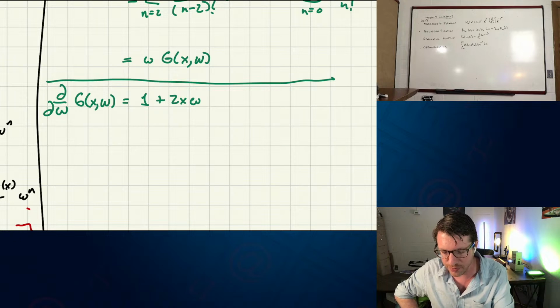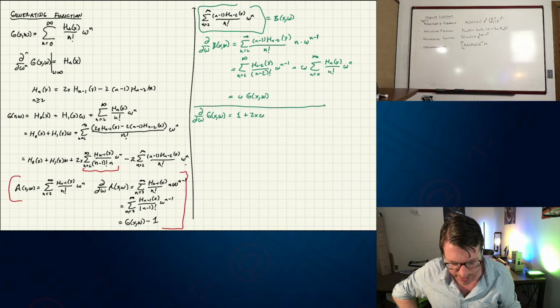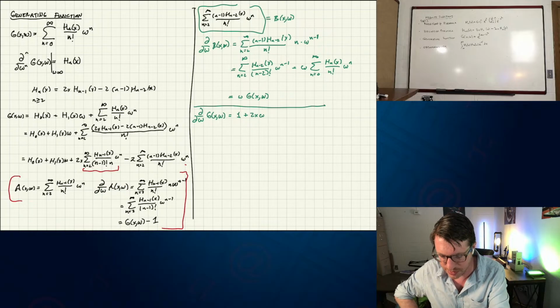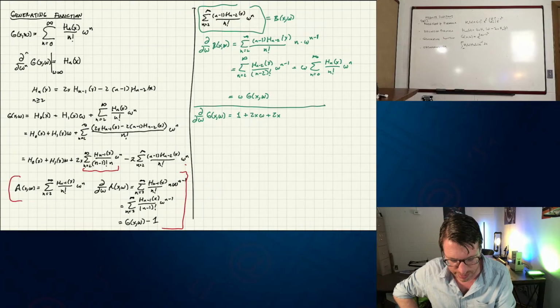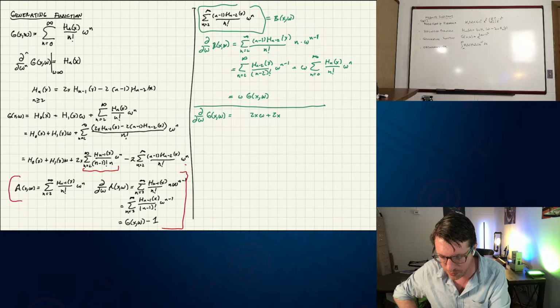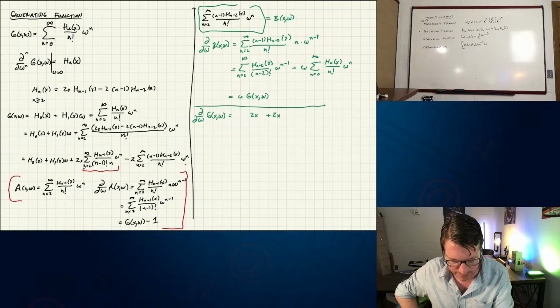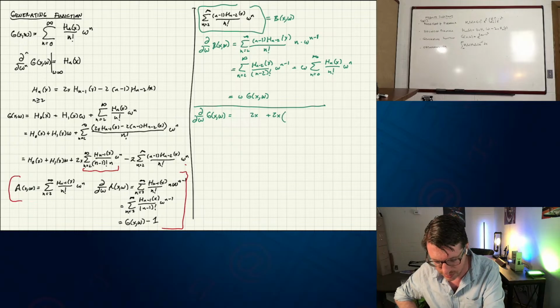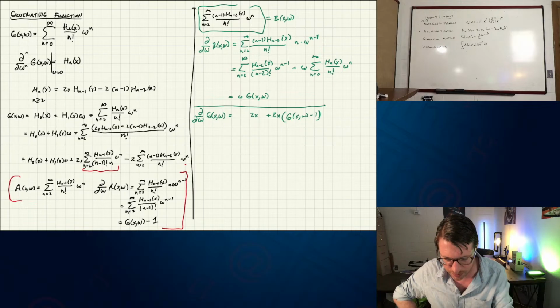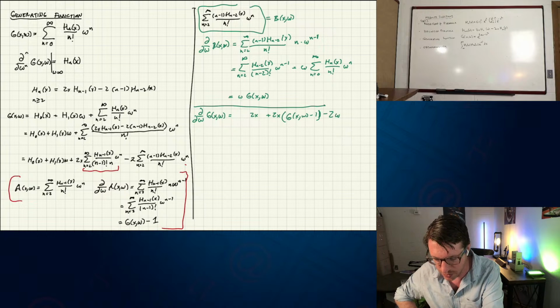And now we have this other term that's coming here from a, and so that's going to give us plus 2x. And remember, we're taking the partial derivative with respect to w, so I guess this term went away, and w went away here. And so we have 2x, and then this is g(x,w) minus 1 for that a term. And then the b term is going to give us minus 2w g(x,w).